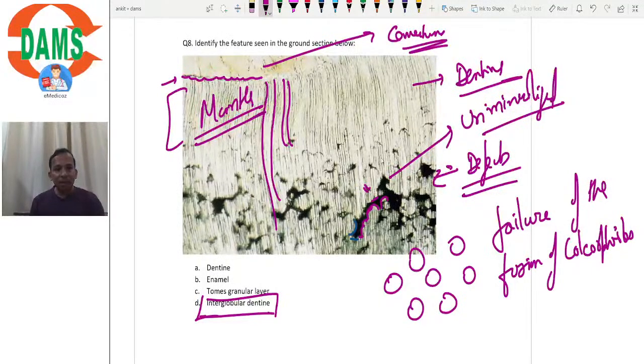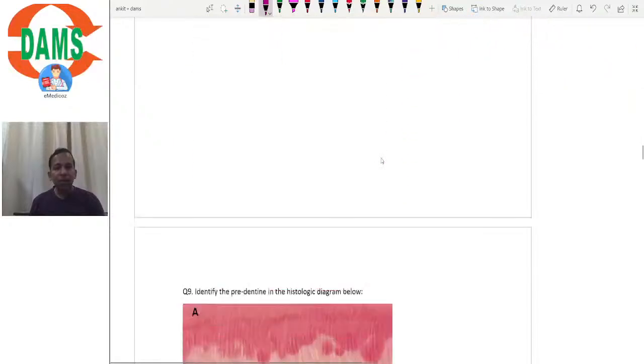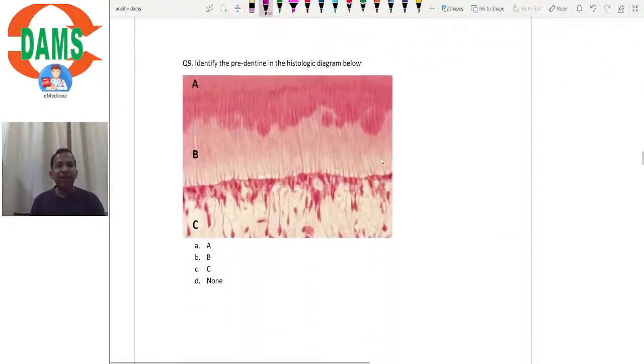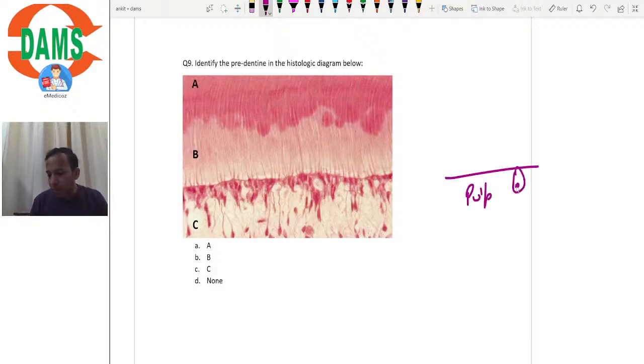So let's go to the next question. Question number 9. Identify the predentine in the histological diagram. So we know that the sequence of formation of dentine is from the pulp. Let's say this is the pulp, right? So on the pulp, odontoblasts are arranged at the outer surface, isn't it?